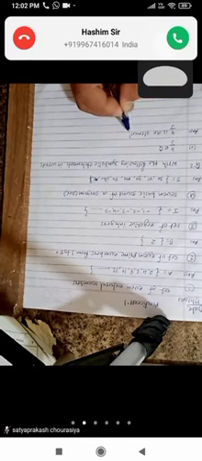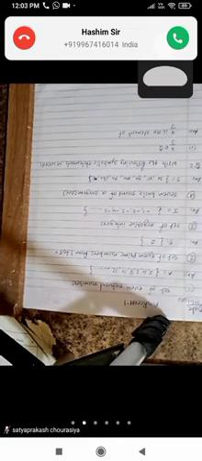4 upon 3 is an element of. Now Q represents the rational numbers, so 4 upon 3, and epsilon represents 'is a member of' or 'belongs to'. So here, 4 upon 3 is an element of Q, the set of rational numbers.